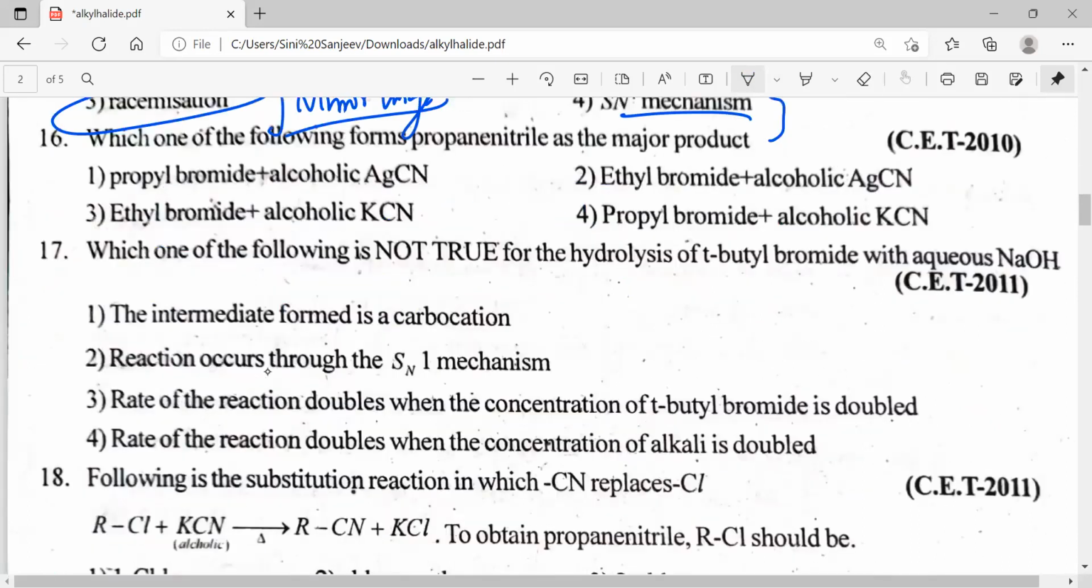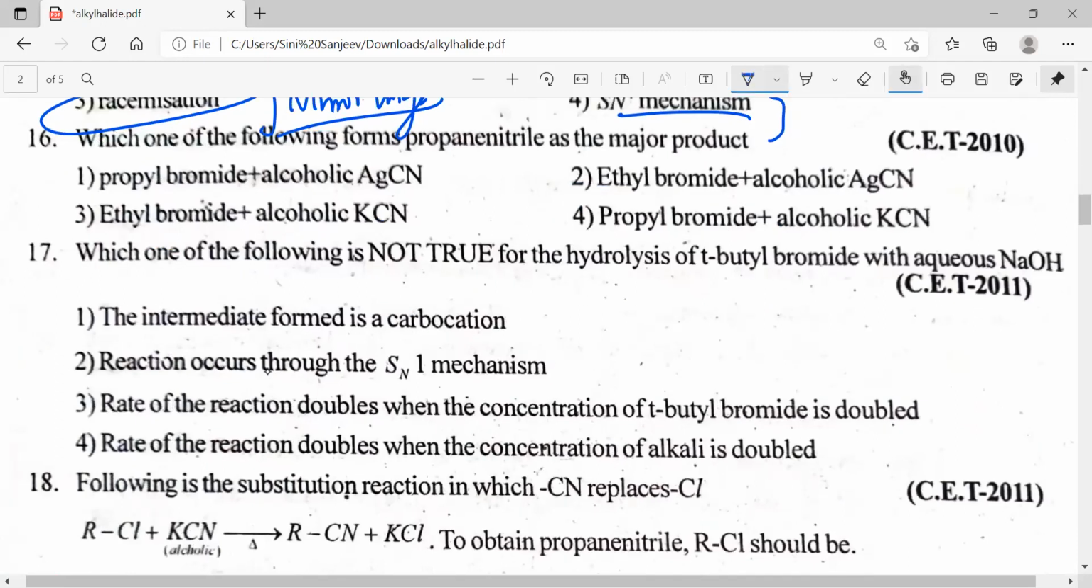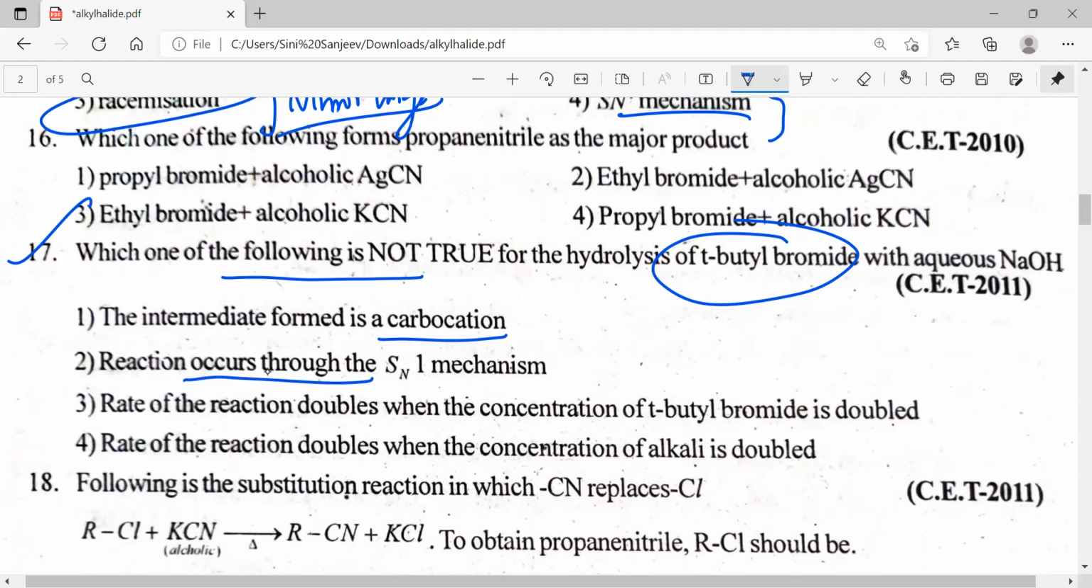Now let me see the other thing. This one is also a very interesting thing. 17th question. Which one of the following is not true for the hydrolysis of tertiary butyl bromide with aqueous NaOH? Not true. First one, the intermediate formed is carbocation. Whether it is SN1 or SN2, obviously the intermediate carbocation is formed. Next one, the reaction rate occurs through SN1 mechanism. Let's see the previous thing, what I just told.